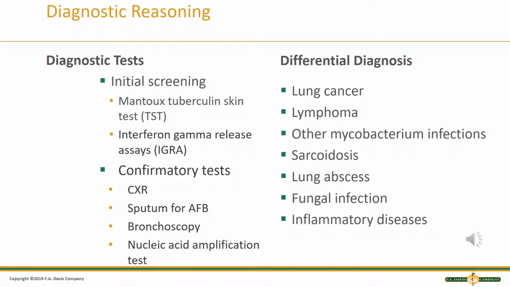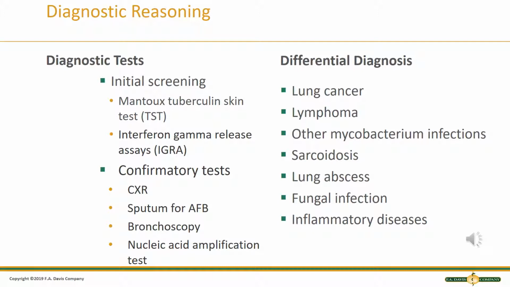Initial testing for tuberculosis can be done with the Mantoux tuberculin skin test, or more commonly known as the PPD, or the interferon gamma release assay, which is a laboratory value. Neither of these tests will distinguish active from latent disease, and the skin test will actually show positive for anybody who has had a previous vaccine with BCG, which is usually given in other countries. The interferon gamma release assay won't cause a false positive in those who have had the vaccine.